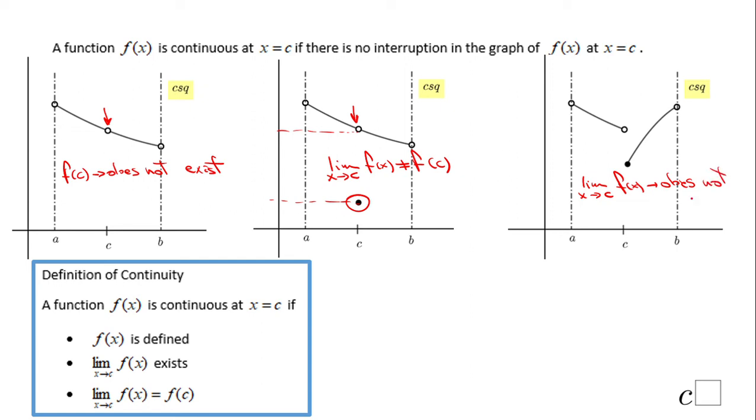Why not? Because if you notice, if I go close to c from the left side, this is the value I'm getting close to. If I come from the right side, this is the value I'm going to go close to. These two are different, so the limit does not exist. So these are the three situations where the function is not continuous at c.